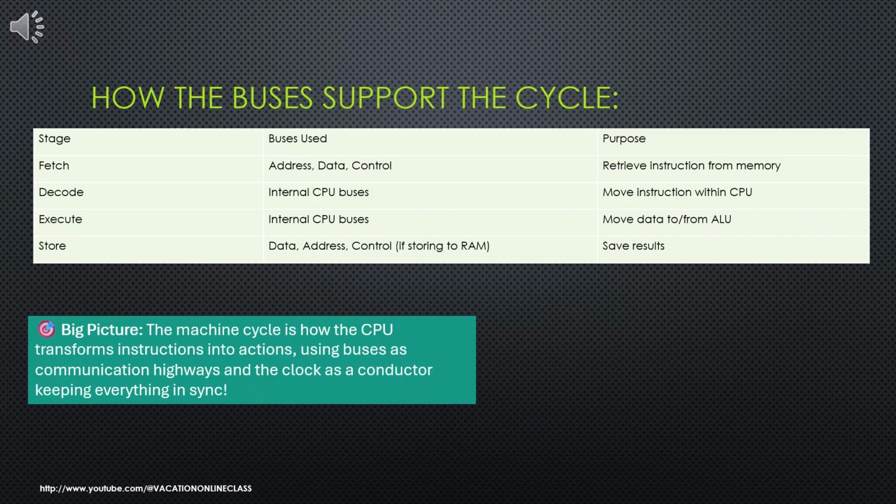The big picture takeaway is simple. The machine cycle provides the sequence, the buses provide the pathways, and the clock ensures perfect timing. Again, the machine cycle provides the sequence, the buses provide the pathways, and the clock ensures perfect timing.